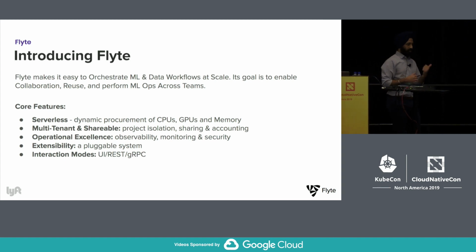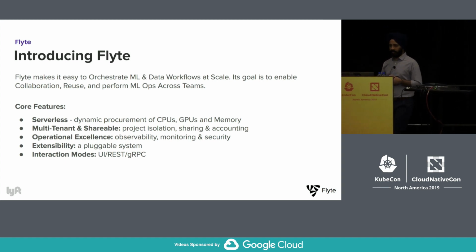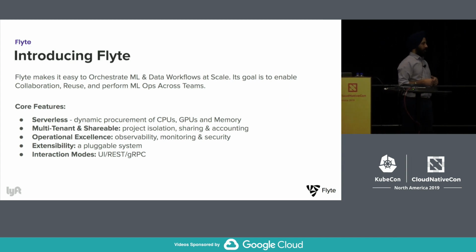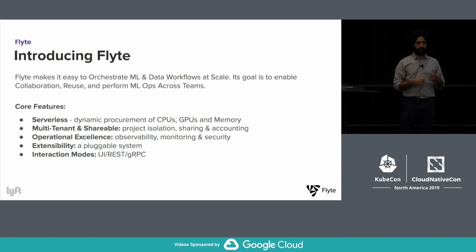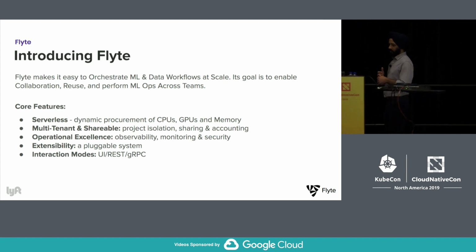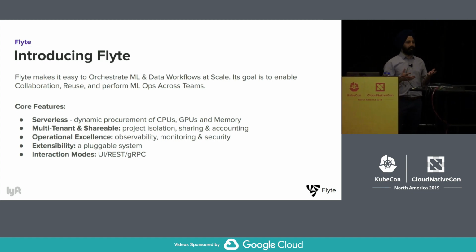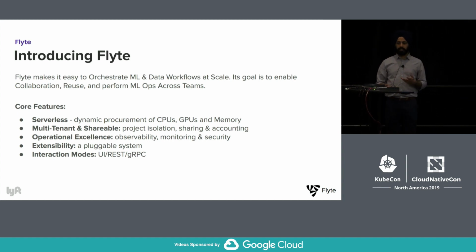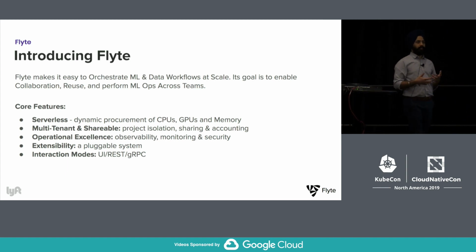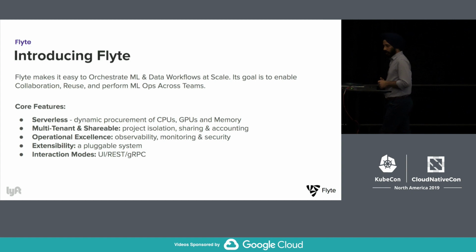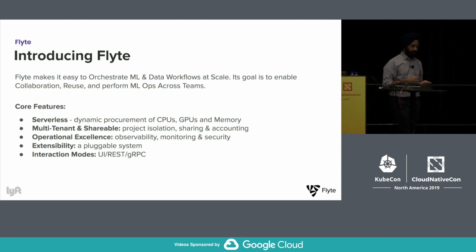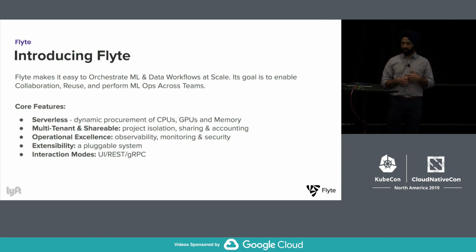First one was serverless. We wanted to be serverless. Users should not be worried about what's behind the scenes. Multi-tenant and shareable. Operational excellence was a requirement for us because, being a very generic platform, we want to make sure that people running on the platform can run their things, look into things, debug, and diagnose things whenever they need. Extensibility was important. This was our learning from a previous incarnation of Flyte, where we noticed that anytime we had to onboard a new use case, we wanted to do something special. So we wanted to build a platform where extensibility is a core feature. And the last but not the least is the interaction modes. Today we have a gRPC and REST endpoint. We also have a UI for manual interaction with the system.